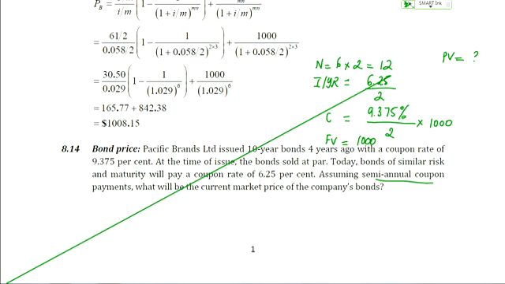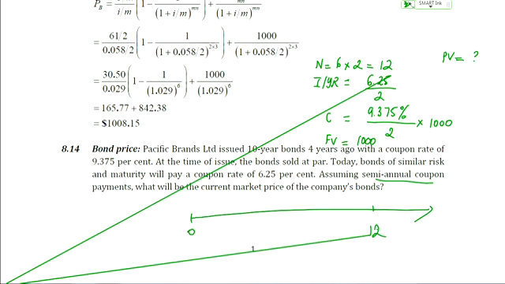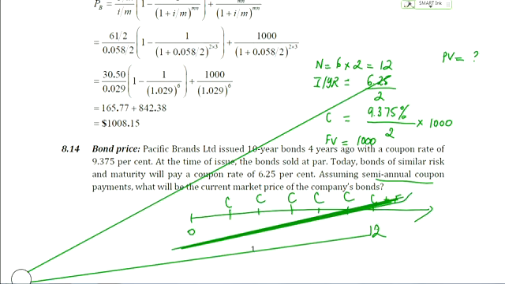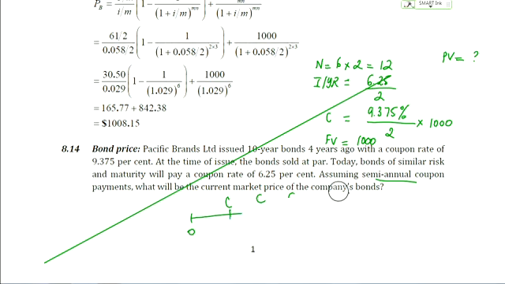Okay, can you do this? So the timeline shouldn't be a problem for you now, right? From 0 to 12. And then you know the coupon every period based on the formula I just showed you. Okay, and the face value at the end. You have to bear with me with this.